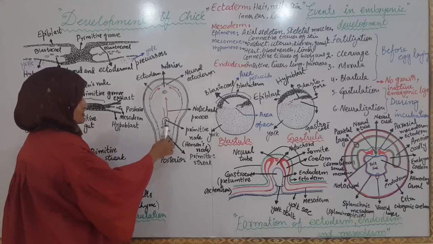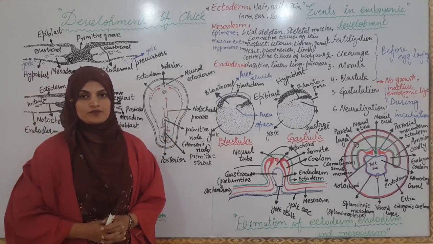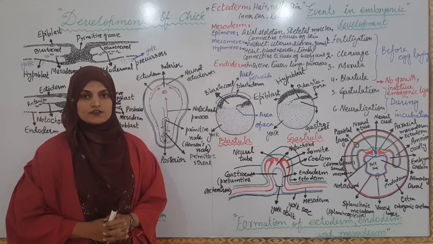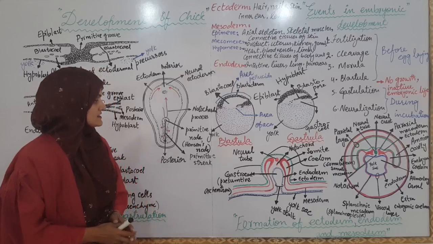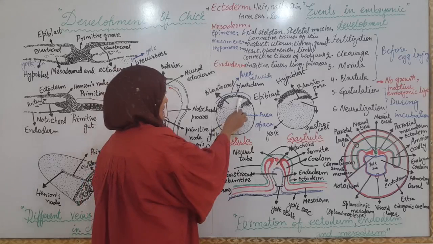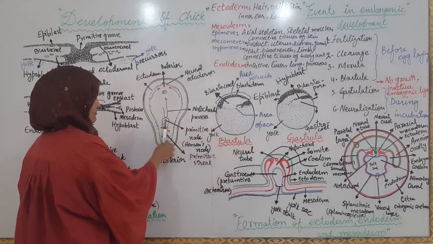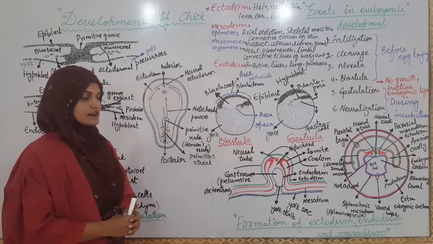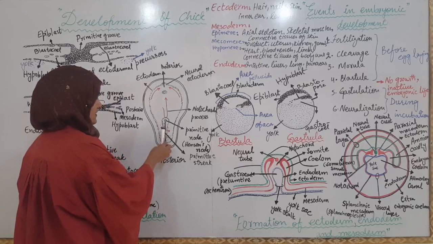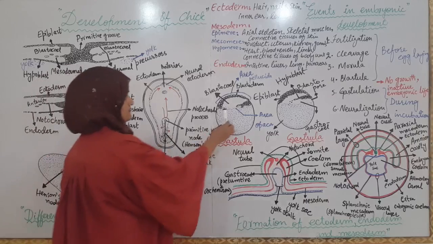Because of the migration of these cells, three germ layers are formed. That is termed as ectoderm, mesoderm and endoderm. The cells from the epiblast, when they migrate to form the primitive node, then some cells of the epiblast detach from the primitive streak and move downward and mingle with the hypoblast.